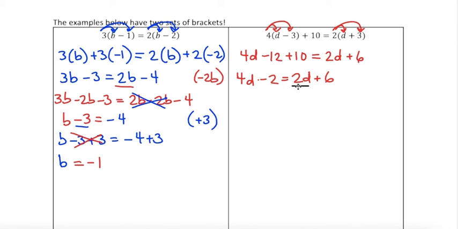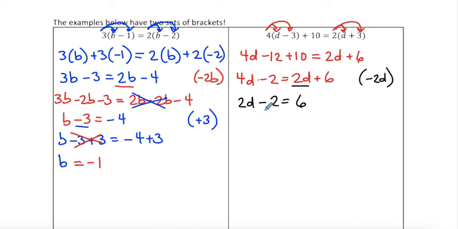I'm going to begin by taking my 2d and bringing it to the other side. So I'm getting rid of it from the right-hand side, and I do that by doing the opposite operation, which is subtracting 2d from both sides, because right now it's a positive. So 4d take away 2d is 2d. So 2d minus 2 is equal to 2d take away 2d is 0, so that's equal to 6.